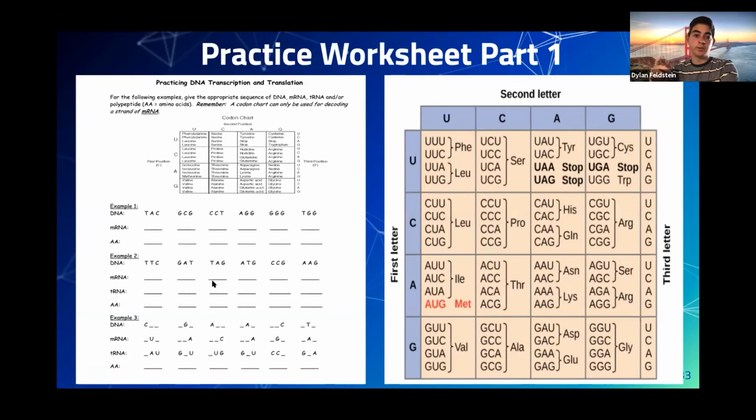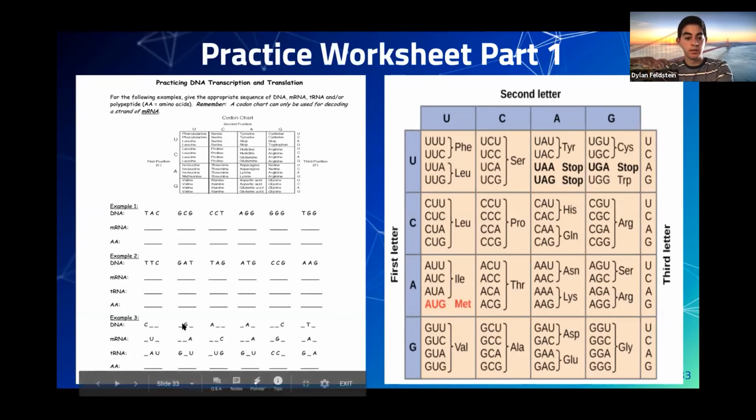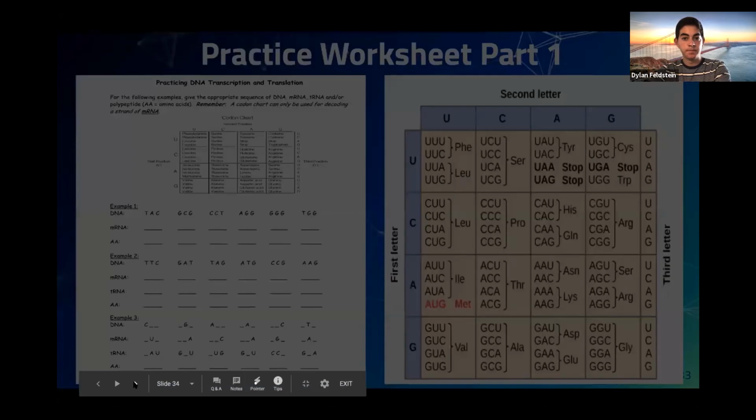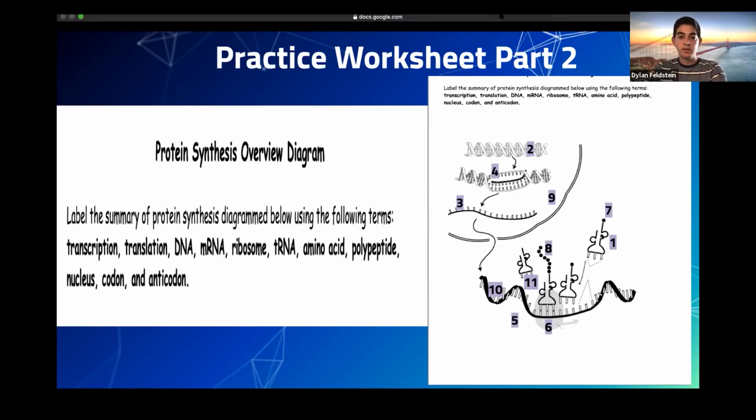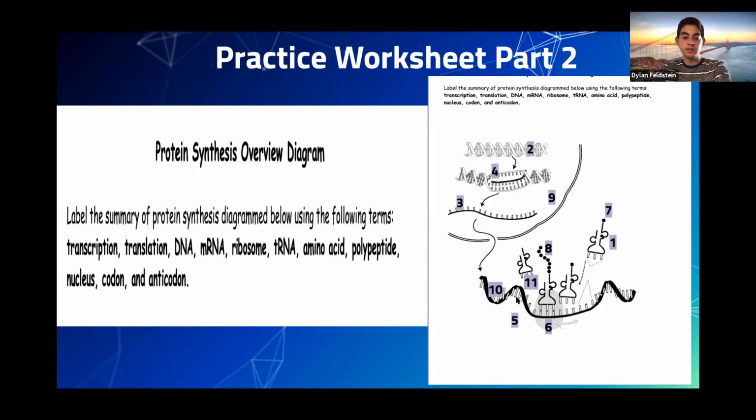Okay, so awesome job on that worksheet, guys. We're going to go on to the next one. So, practice worksheet part 2. I want you guys to basically label the summary of protein synthesis diagram below using the following terms: transcription, translation, DNA, mRNA, ribosome, tRNA, amino acid, polypeptide, nucleus, codon, and anticodon. So just take out a piece of paper and label it 1 through 11, and then just label each of the following parts of protein synthesis. I'll give you guys around 10 to 15 minutes to do this too.